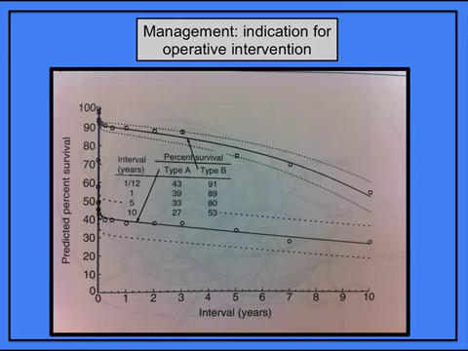The justification for prompt surgical intervention on acute type A but not type B aortic dissections is based on the natural history of these two diseases. The figure presented from Masuda and colleagues' 1991 Circulation paper demonstrates survival with non-surgical treatment after acute aortic dissection according to type. Predicted percent survival is represented on the y-axis, while interval from onset of symptoms in years is represented by the x-axis.